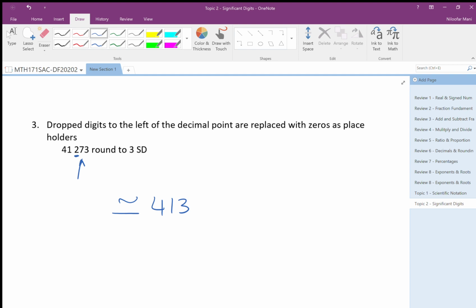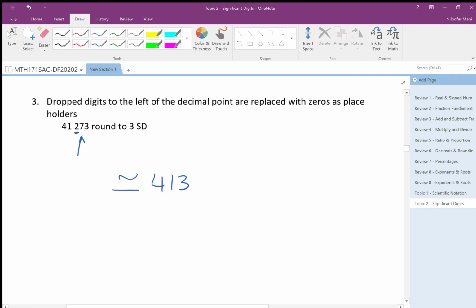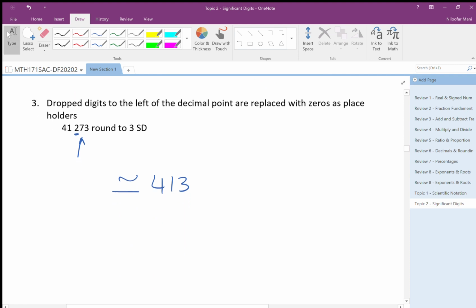So what do I do here? When I look at my answer, I see, oh no, it's just 413. Oh, I made a mistake. It's not even close at all. So when I drop the digit here, it's after the decimal, so it's not a placeholder. But here it is a placeholder. What do I mean by placeholder? This is 1. The next one is 10. The next one is 100. The next one is 1,000. Then there is 10,000. So 41,000. I have to hear still 41,000.